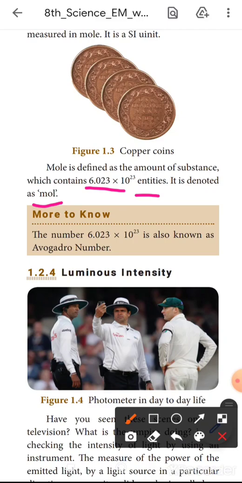The number 6.023 into 10 power 23 is also known as the Avogadro number. This is very, very important. The Avogadro number value is 6.023 into 10 power 23. 1 mole has 6.023 into 10 power 23 particles present in any one substance. That is 1 mole.